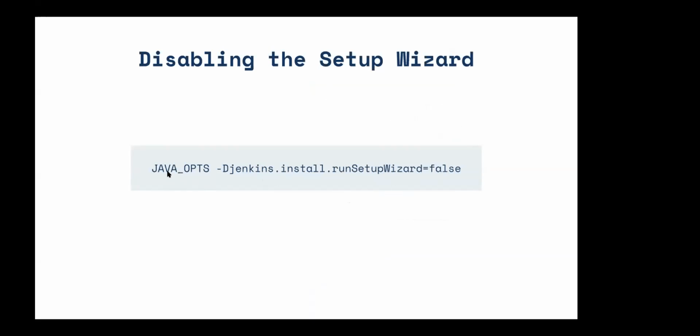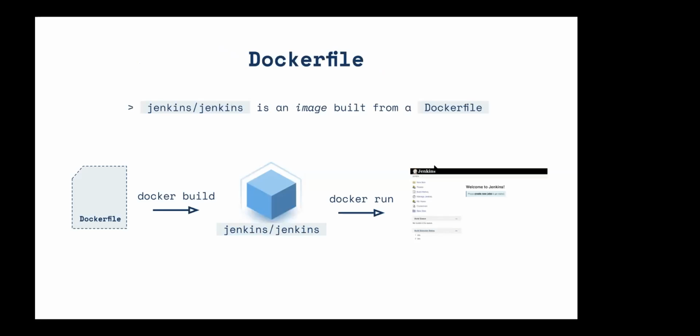We can pass that in as the JAVA_OPTS environment variable. So if you run a Jenkins instance with JAVA_OPTS set to this value, then the setup wizard would not show up. So how do we add that to the image?